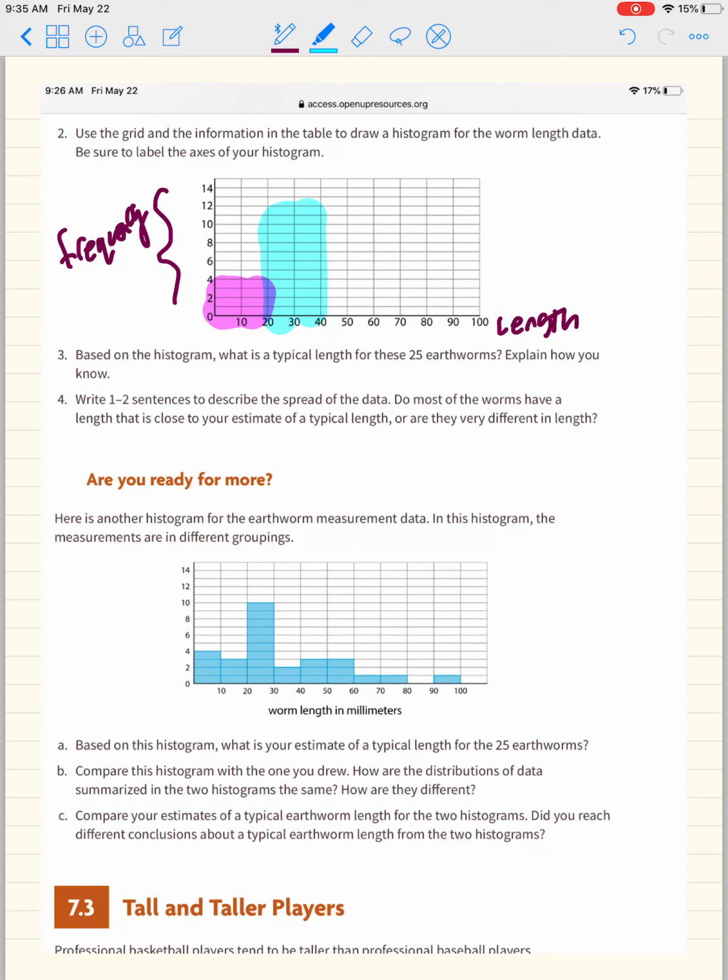But for number 4, write 1 to 2 sentences to describe the spread of the data. Remember, by that, it means like if you took butter and you spread it along a piece of toast, is the butter all clumped on one side? Is it clumped on the other side? Is it evenly spread throughout? How does your data look? Is your data clumped on the right side? Is it clumped on the left side? Is it evenly spread? Is it clumped in the middle? You're going to go ahead and just describe what the spread looks like.